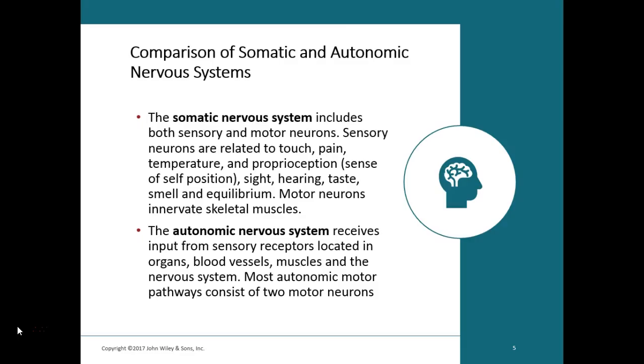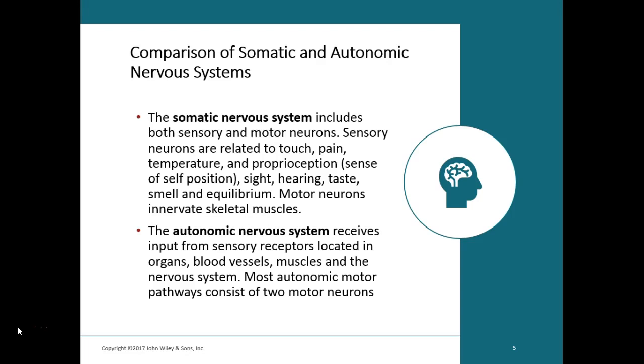Let's have a little bit more detail on the description and look at some of the differences between the somatic and autonomic nervous system. So remember, the somatic nervous system consists of somatic, or of the body, motor neurons that innervate skeletal muscle. So when a somatic motor neuron stimulates the skeletal muscle, it contracts, and the action is always excitatory. So a motor neuron always excites a skeletal muscle to contract. The somatic nervous system usually operates under voluntary or conscious control. So we have voluntary control of movement.